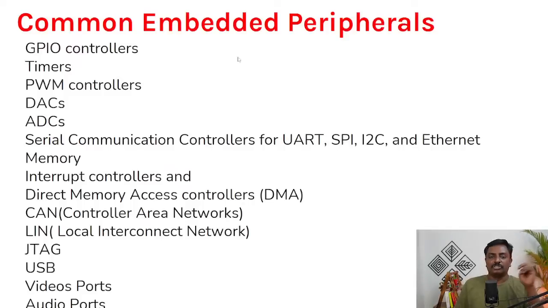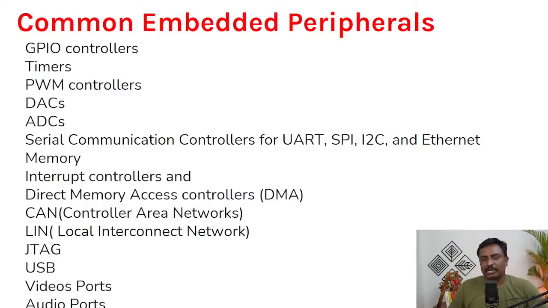Coming to the common embedded peripherals, what are the peripherals available on microcontrollers or DSPs? These are the peripherals: you have GPIO controllers, general purpose input and output, which can be used as an input pin, an output pin or an analog pin, or it can have alternate functions.